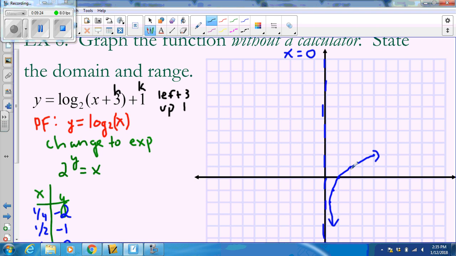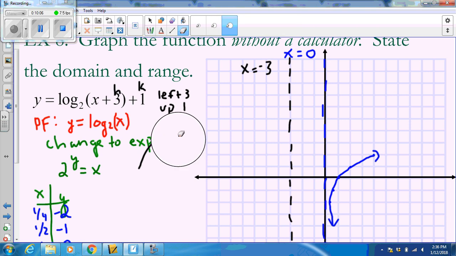Now, not only do my points change, but also my asymptote. Now, when we did exponentials, it was the y value that changed, our horizontal asymptote. Now we actually have to use our x value, this left 3, to change the asymptote. So I'm going to move my asymptote 3 places, 1, 2, 3. So my new asymptote is now at x equals -3. So make sure when you do this, you move it using your x value, so left 3 here. Okay, so x equals -3.